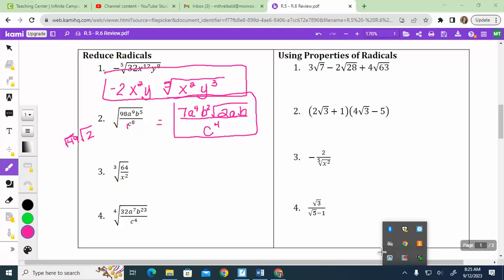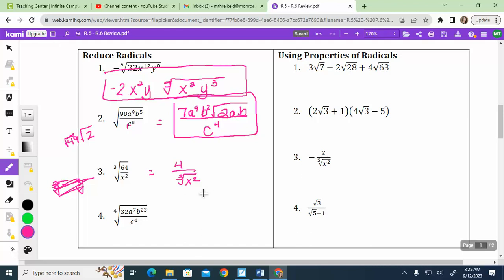So cube root of 64, that's not a perfect cube. What could you break it into? Oh wait, no, it is a perfect cube. Sorry, I was thinking fourth roots. I said cube roots, I wrote cube roots, but I was thinking fourth roots in my head. So cube root of 64 is 4. Just making sure you guys are paying attention. You all pass. Okay, the x's, I don't have enough to reduce.